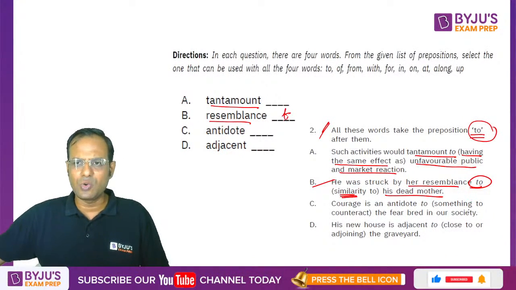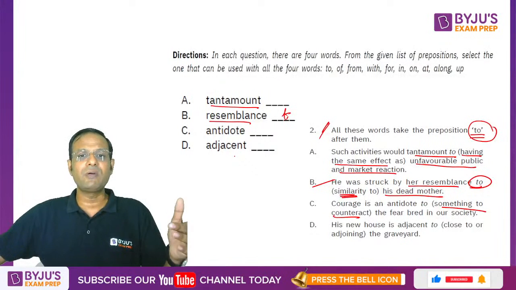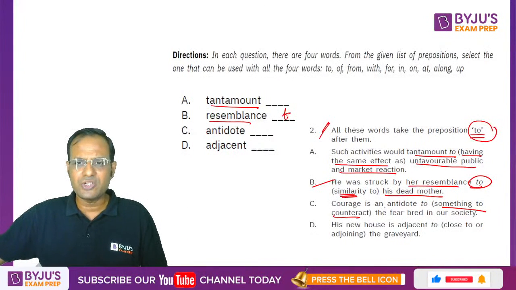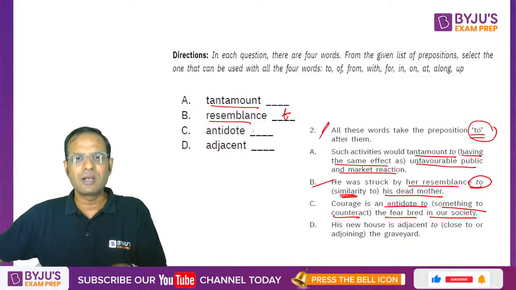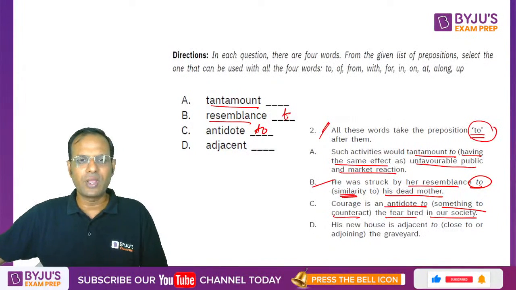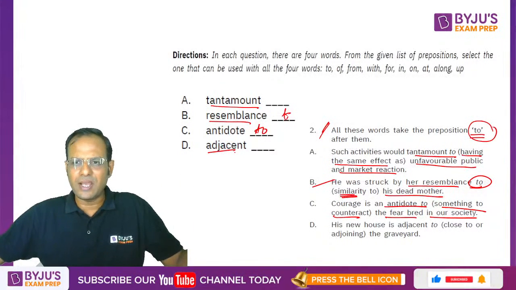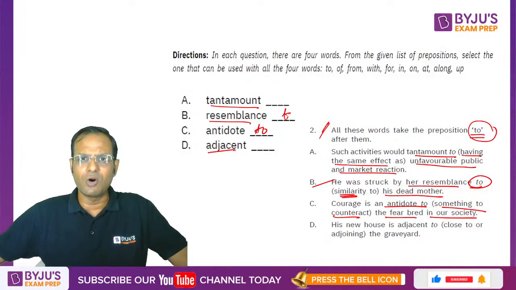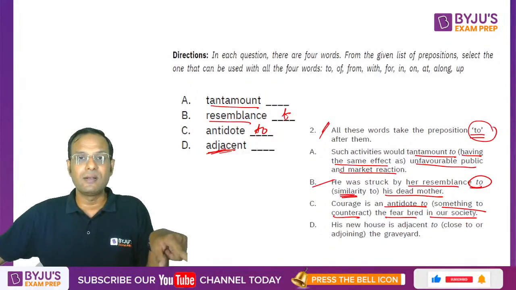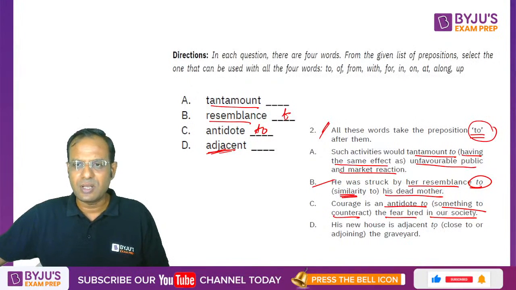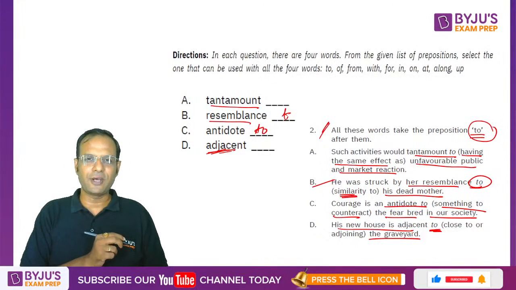Antidote, what is antidote? Okay, something to counteract, something which is counteractive. Like for venom, you have anti-venom. So antidote: courage is an antidote to the fear bred in our society. So if fear is there, the antidote to that fear is courage. All right. Okay. Adjacent, side by side or adjoining or very near or close to. There can be n number of meanings to adjacent. We also have adjacent angle in mathematics. So adjacent is to. His new house is adjacent to the graveyard.